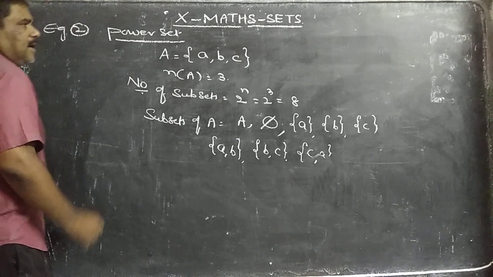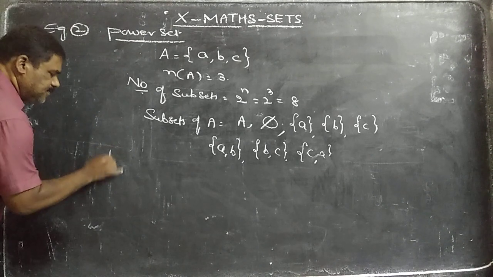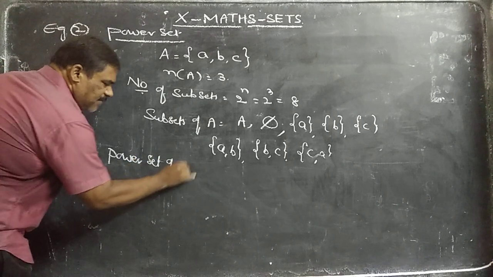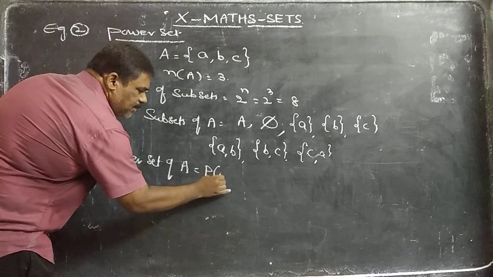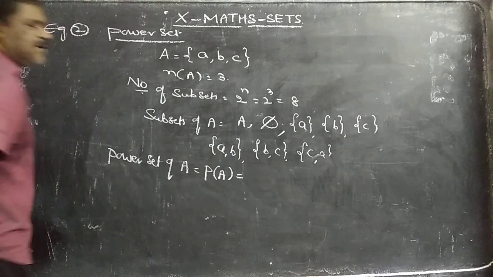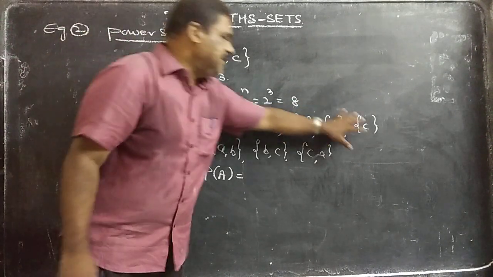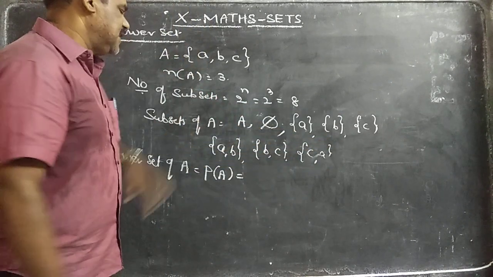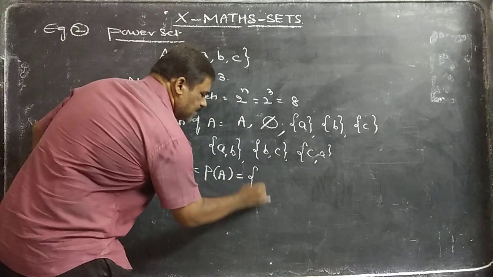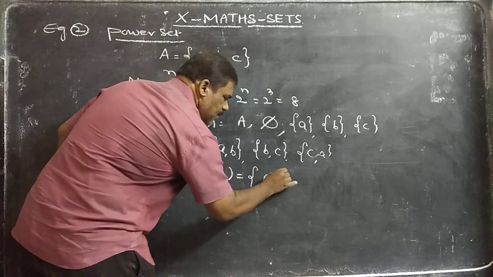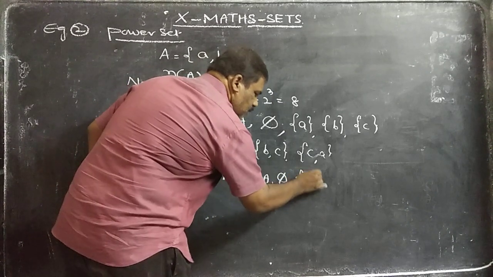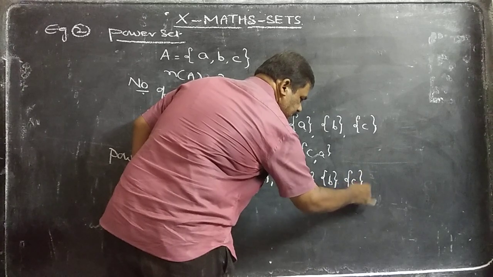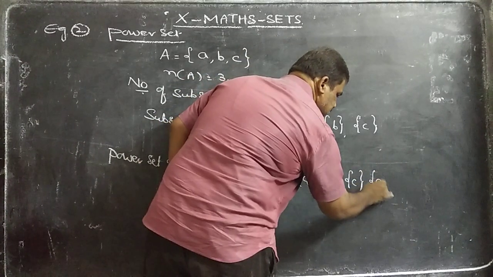Now power set means, power set of A is denoted by P of A. Power set means the set which contains all the subsets of given set. If you write all these subsets in a set, that is called power set. So let us write A, pi, now with single elements, now with two elements.